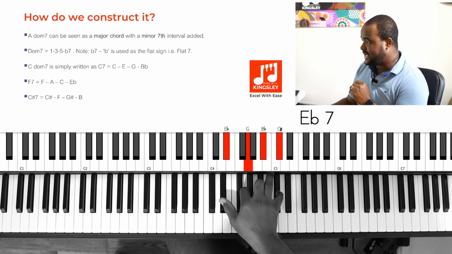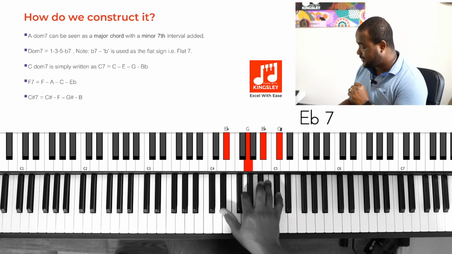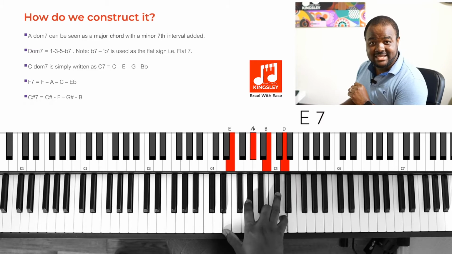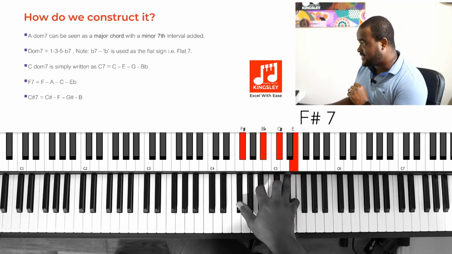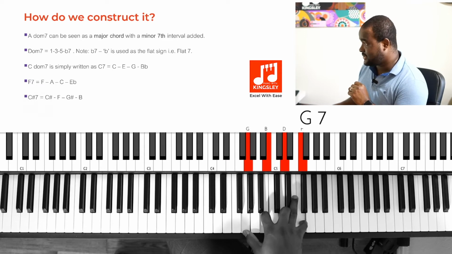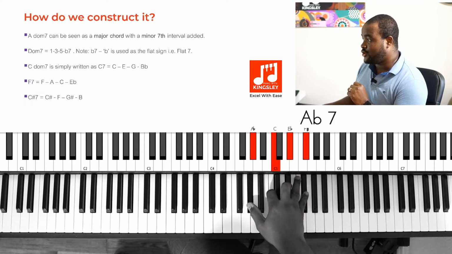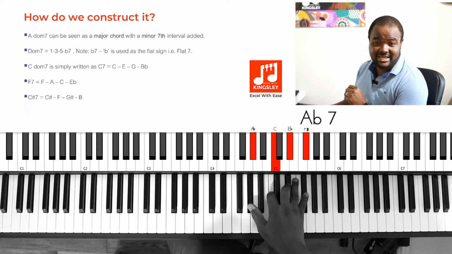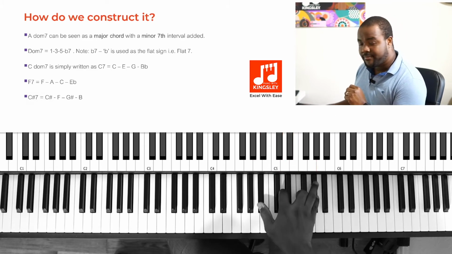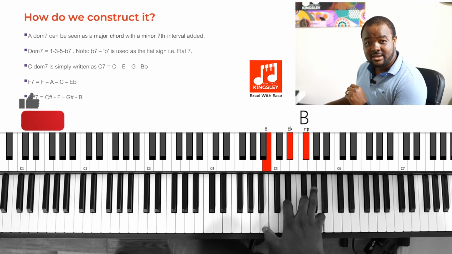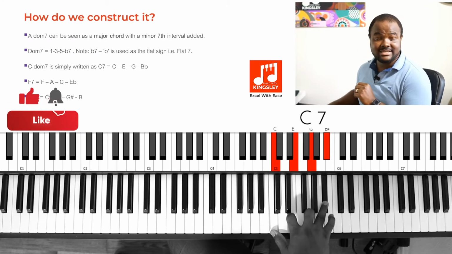That would be an E flat 7. That would be an E7, F7, F sharp 7. Try to practice it like this, so you're sure you know all your 7s by heart. That's an A flat 7, A7, B flat 7, B7, back to the C7.